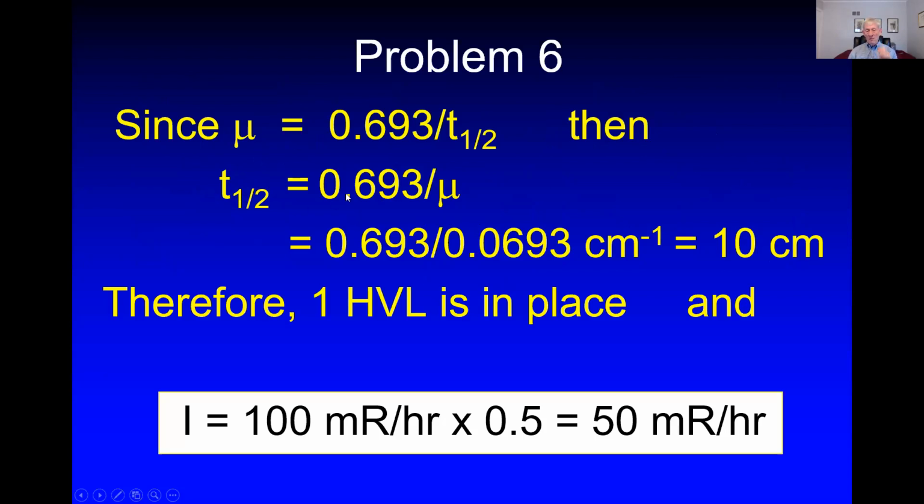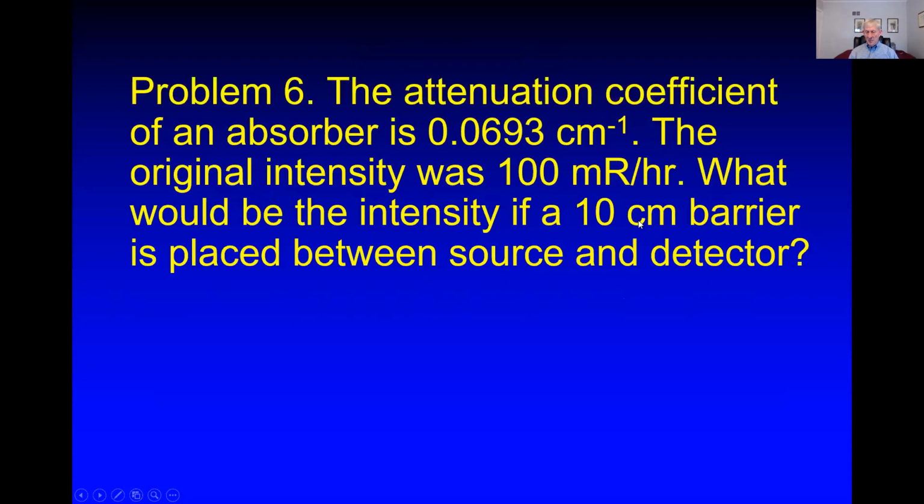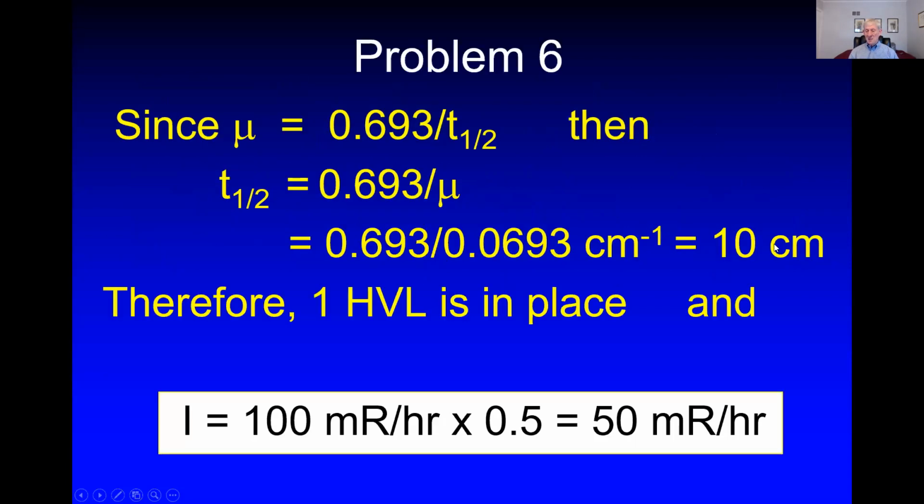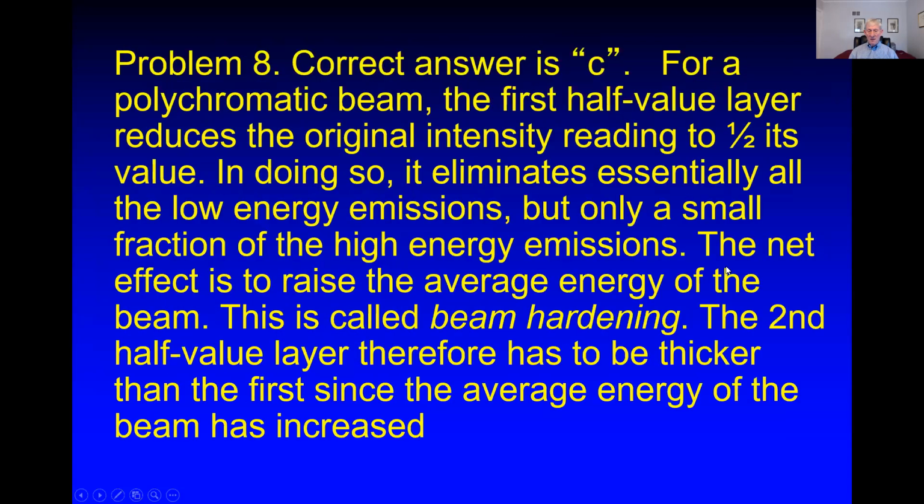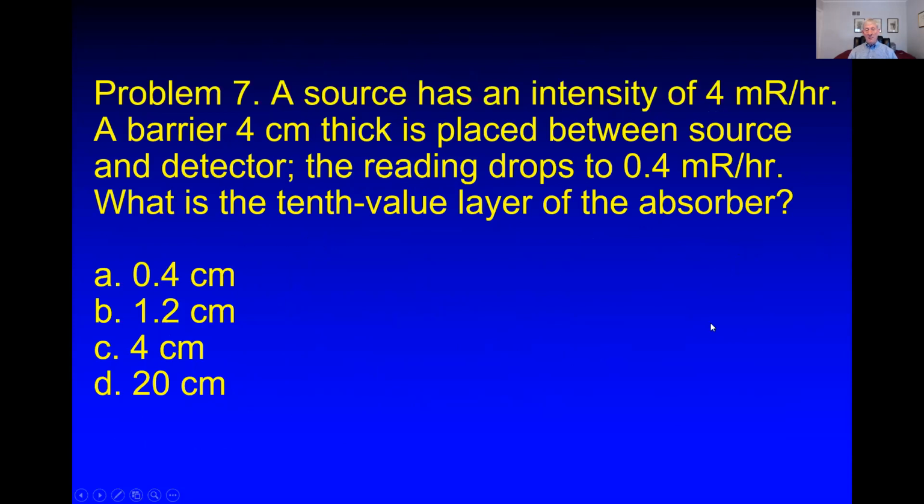The half value layer is going to be 0.693 over the linear absorption coefficient. That's 0.693 divided by 0.0693, 10 centimeters. This said we had 10 centimeters in place. 10 centimeters happens to be the half value layer. We have 1/2 value layer in place. 1/2 of 100 is 50. And I think after this, 2 more problems and we're done.